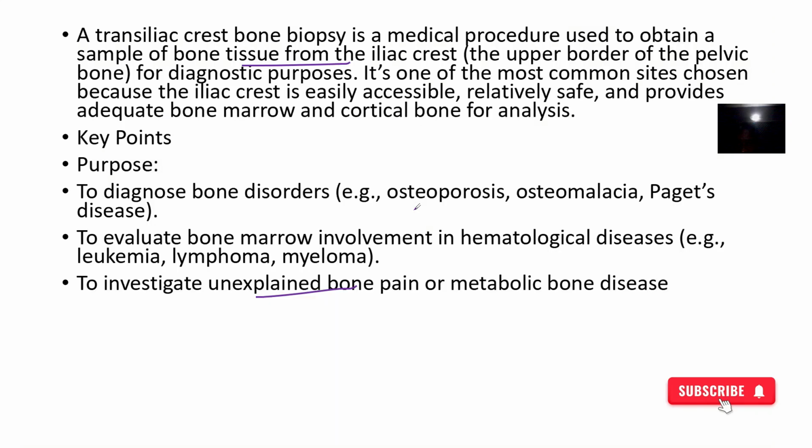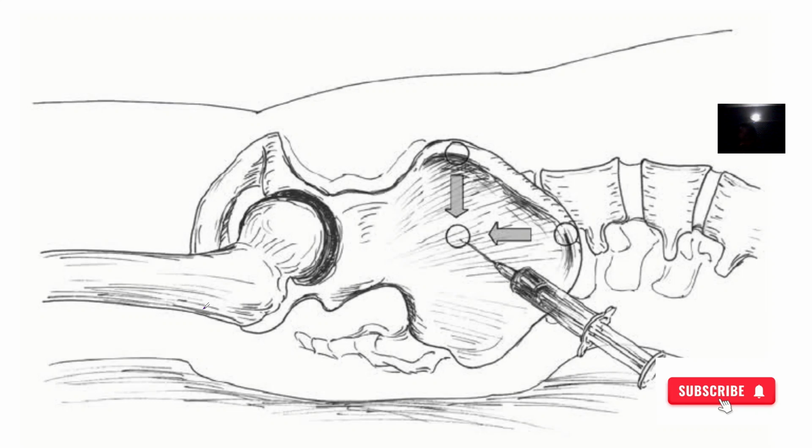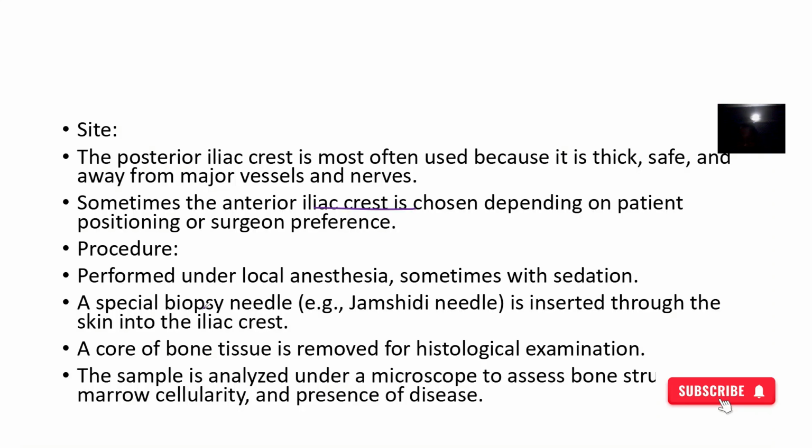The procedure is usually done under local anesthesia. The special biopsy needle, also known as a Jamshidi needle, is big. It's a core, so the core bone tissue is removed for histological examination. The sample will then be analyzed under a microscope to assess the bone structure.